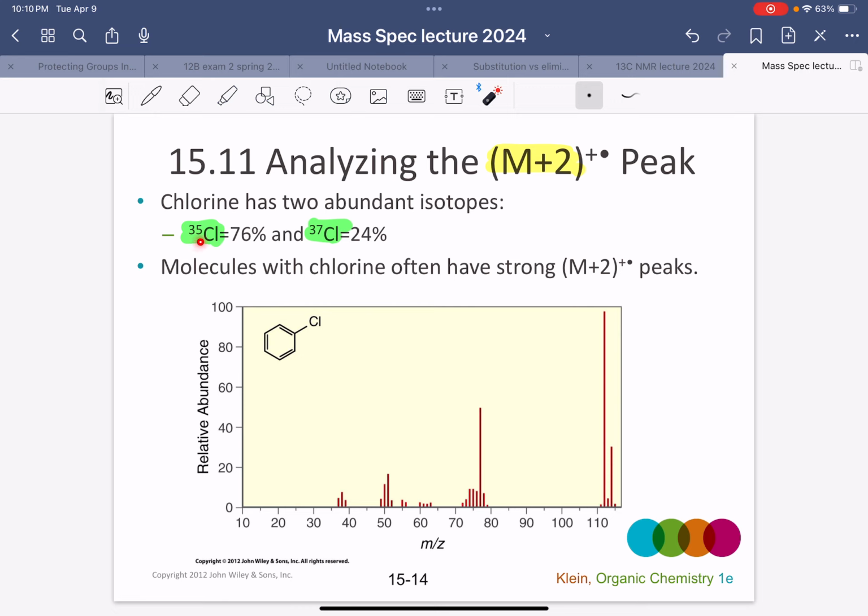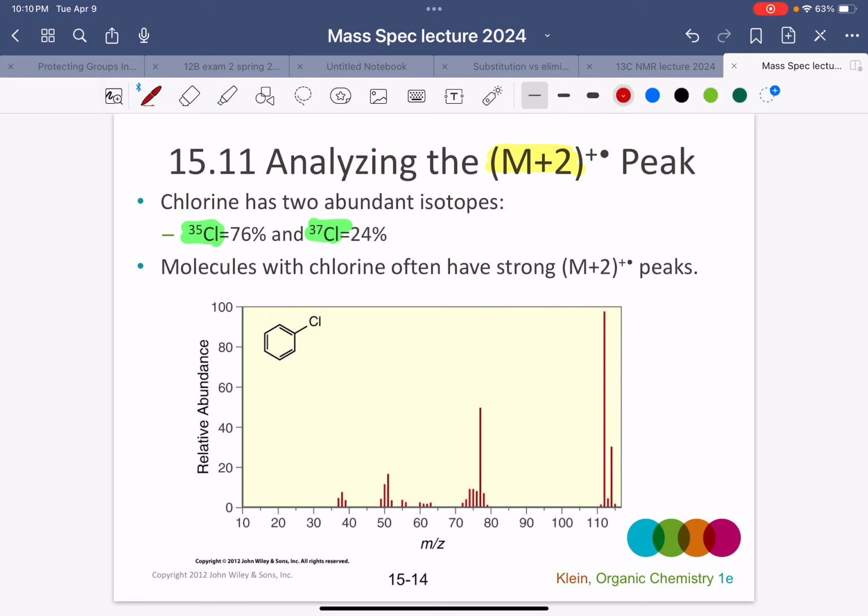76% of the time it has a mass of 35. The other 24% of the time the chlorine has a mass of 37. That's about a 3-to-1 ratio. So you would see an M plus peak about 3 times bigger than an M plus 2 peak, because we have a gap of 2 from 35 to 37. And so we can see that here.